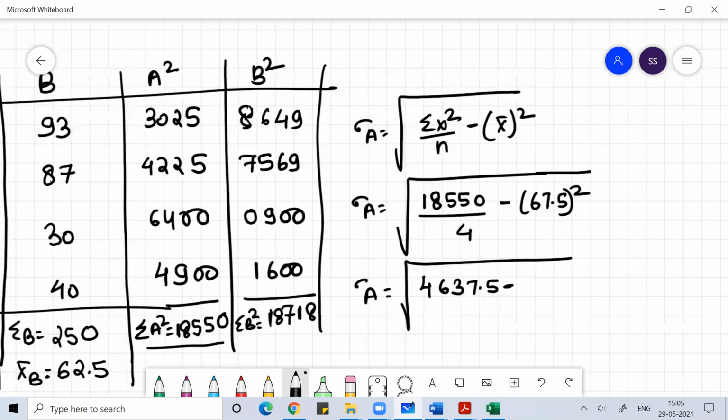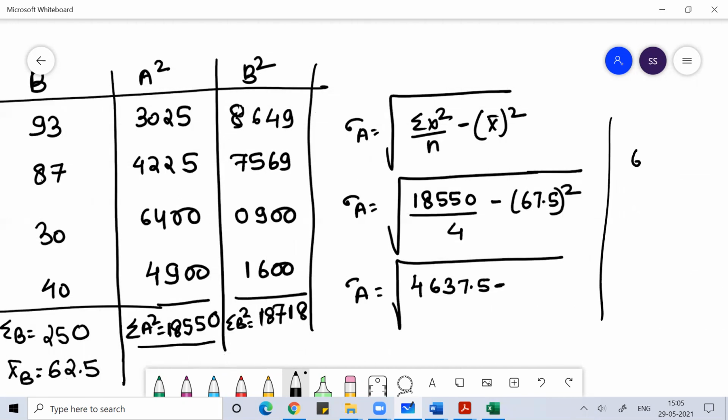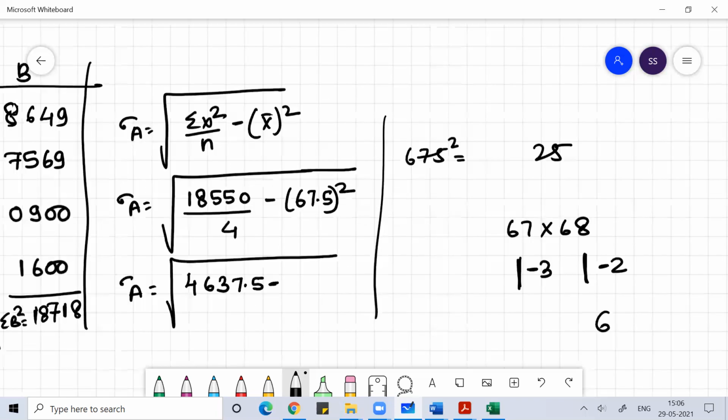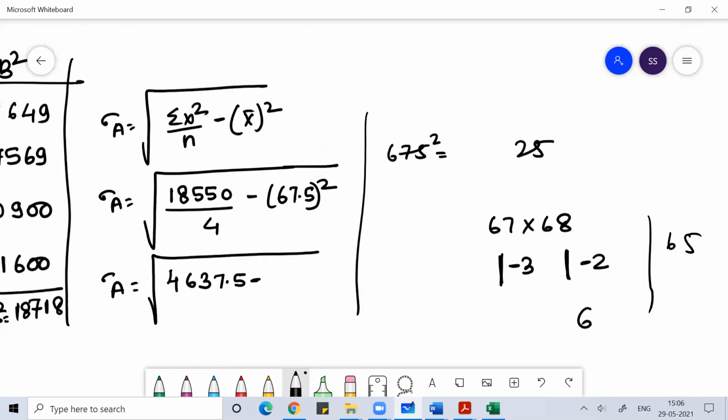67.5 square. How will you find it? Same mechanism what I told you. You need to multiply 67 into 68, because the last two digits will be 25. 67, how much less than 70? Minus 3. 68, how much less than 70? Minus 2. What is 3 twos? 6. Now what is 67 minus 2? 65. 65 into 7, 35, 455. This will be the value.